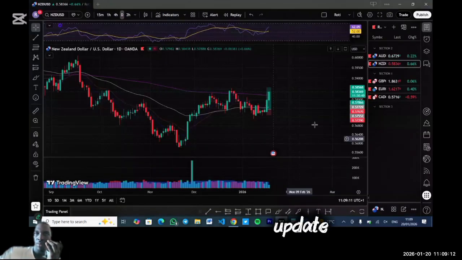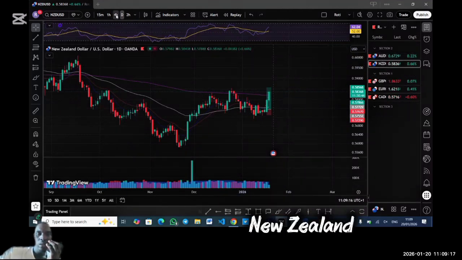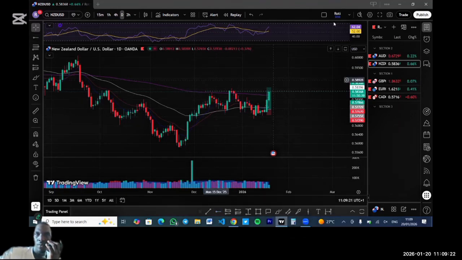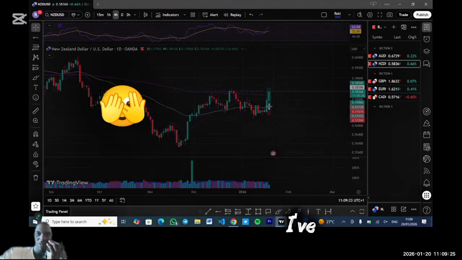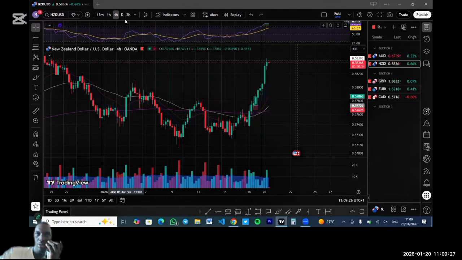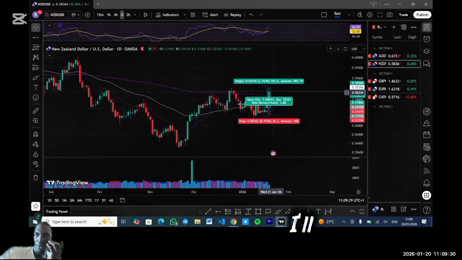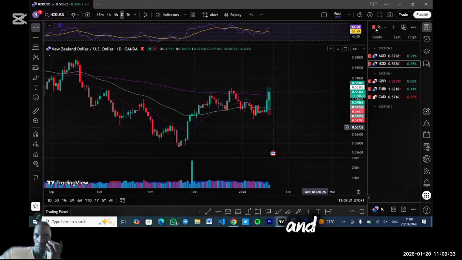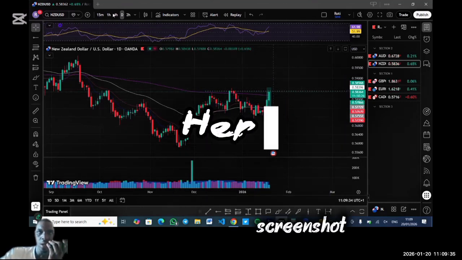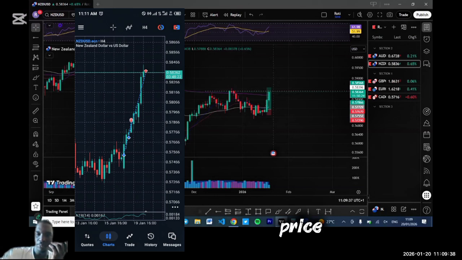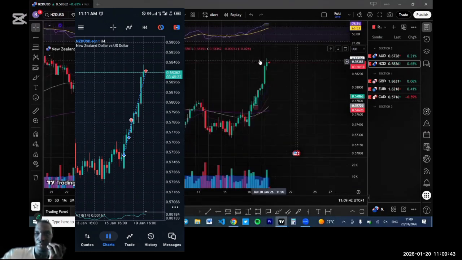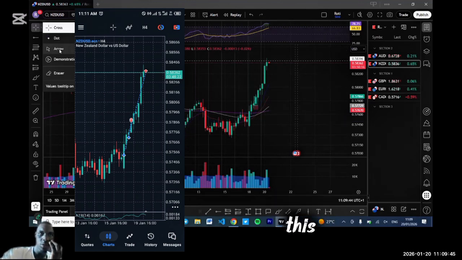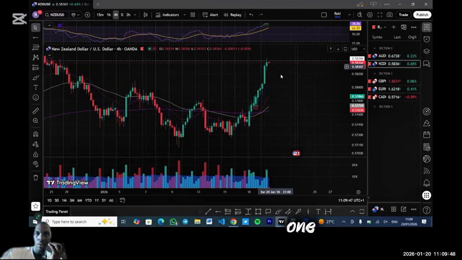Let me provide an update with regard to my positions. Okay, for New Zealand USD, it's already getting close to resistance, and I think I've made enough money on this one already. I'll close this out and post the MT5 screenshots of my final exit price. It should be around 58.36.